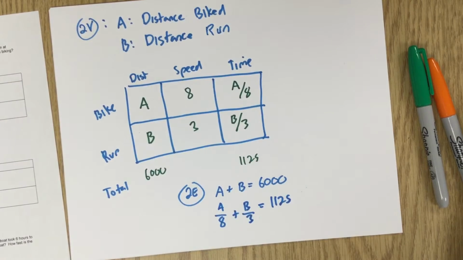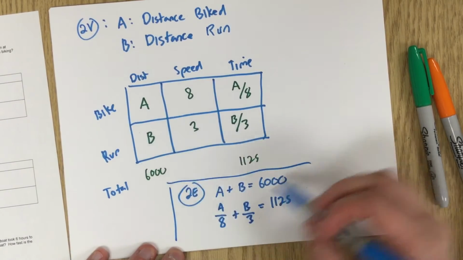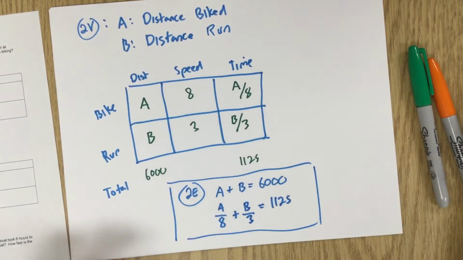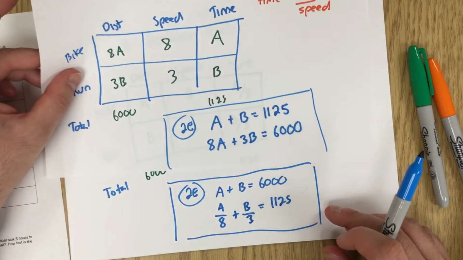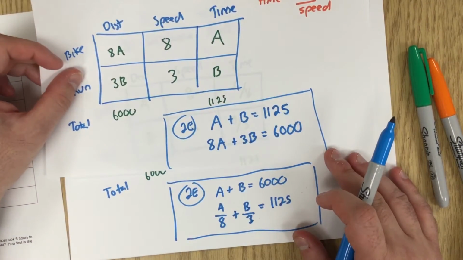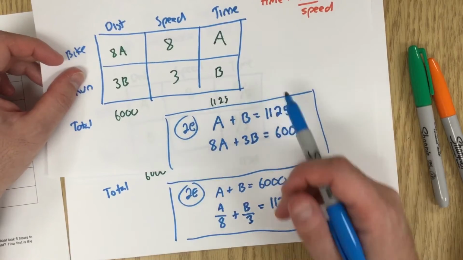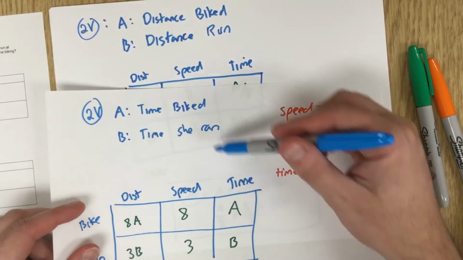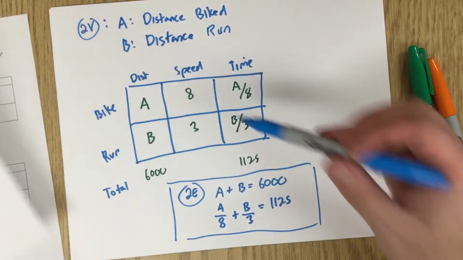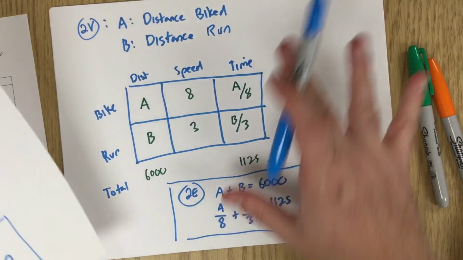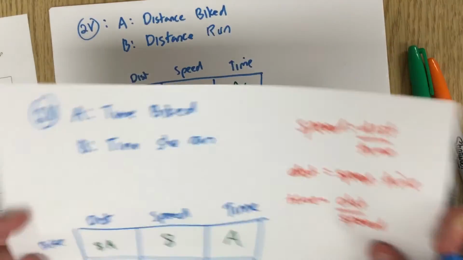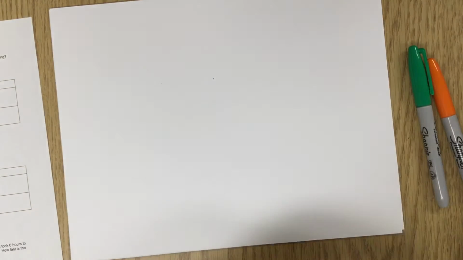What does that do? Well, we're going to get different answers. So we have two different sets of equations, and we're going to get different answers for A and B, but that's because A and B don't represent the same thing here. Here we defined A as time and B as time, and here we're defining them as distance. So it's important that you figure out what you're defining it as, and then do it appropriately.